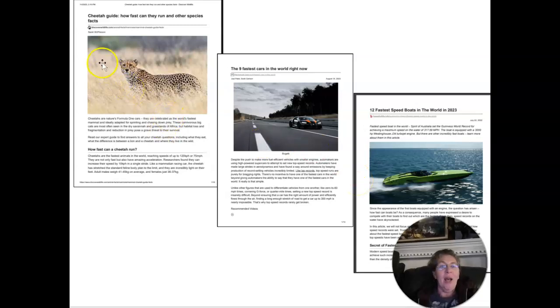So you have a cheetah guide, how fast can they run, the 9 fastest cars in the world right now, and the 12 fastest speedboats in the world in 2023. So I'd like for you to use those resources to do your research. And then don't forget that on the back, you will draw your poster, or you actually can make a poster. And that brings us to the end of this part of the lesson.